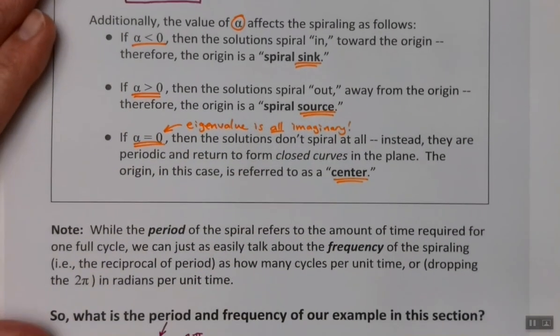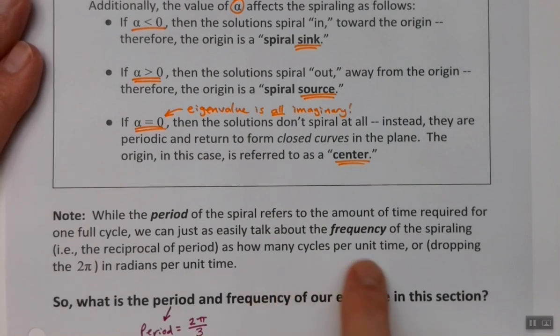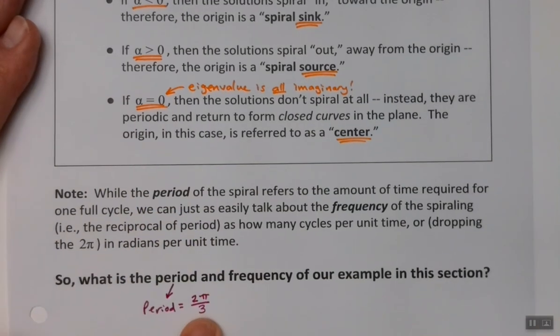So while the period of the spiral refers to the amount of time that's required for one full cycle to go around, remember, it's not going around in a full circle. If it's spiraling in, it might get really, really close to the origin. It might be hard to see that period. But you can play with Maple and adjust the settings for t goes from 0 to 2 pi over 3. And you can actually see a solution curve go one rotation around and stop.